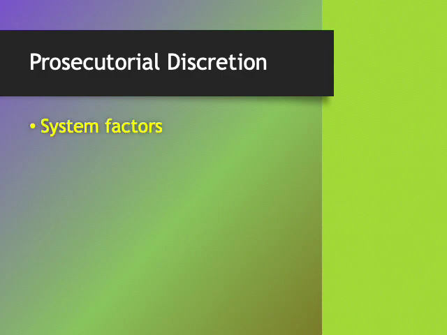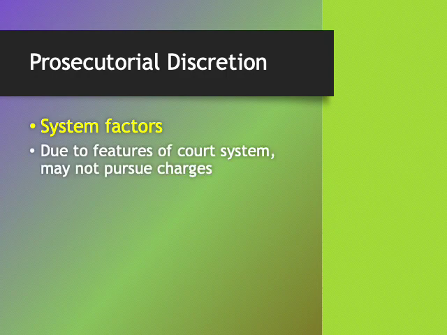One factor that prosecutors take into consideration is what's known as system factors. System factors are certain features of the court system that may make it so that a prosecutor doesn't really want to pursue charges, okay? So this isn't necessarily about the case-specific factors, but more about the court system in general.